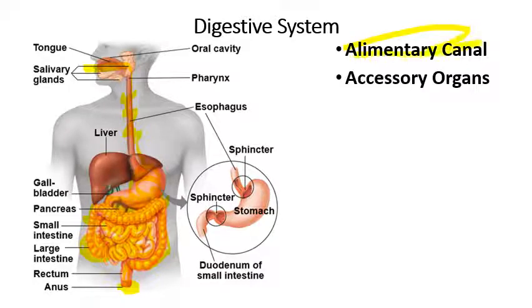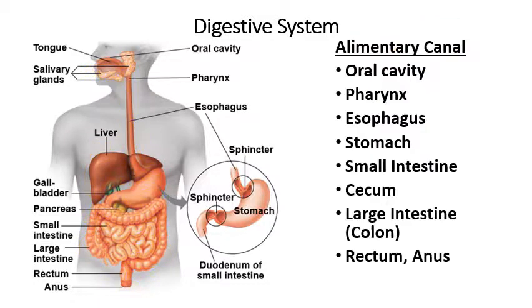The accessory organs include the salivary glands in the mouth, the liver, the gallbladder, which is this light bulb shaped structure located just underneath the liver, and the pancreas, which is located behind the stomach, and we'll look at that later.